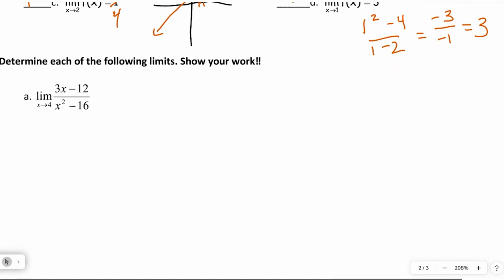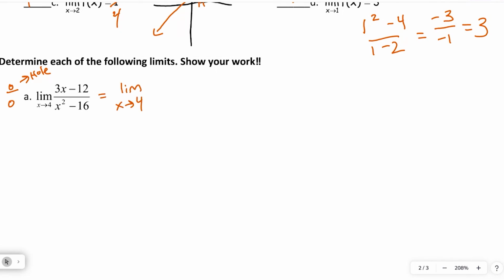This next section, we're just trying to evaluate limits. We could try to plug in 4 here, but it does make the denominator 0, and it also makes the numerator 0. So this is a case where we have a hole or a removable discontinuity. So let's go ahead and try to factor this first, and hopefully we can get some things to cancel here. We can factor out a 3 as a GCF in the numerator, and the denominator is a difference of 2 squares, so we can factor it as x plus 4 times x minus 4.